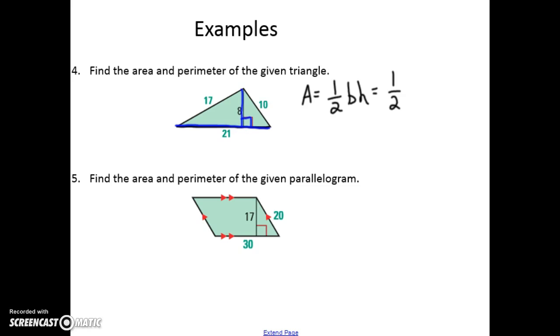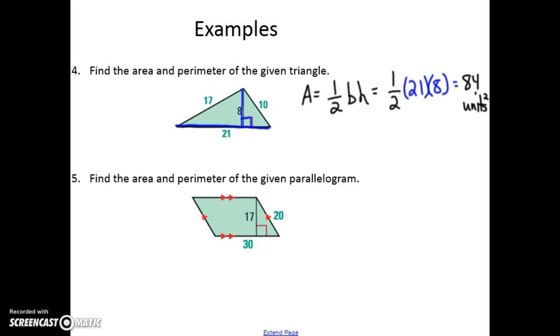And so I can say 1/2 times 21 times 8 for the area, which gives me an area of 84. And we'll just say units squared.